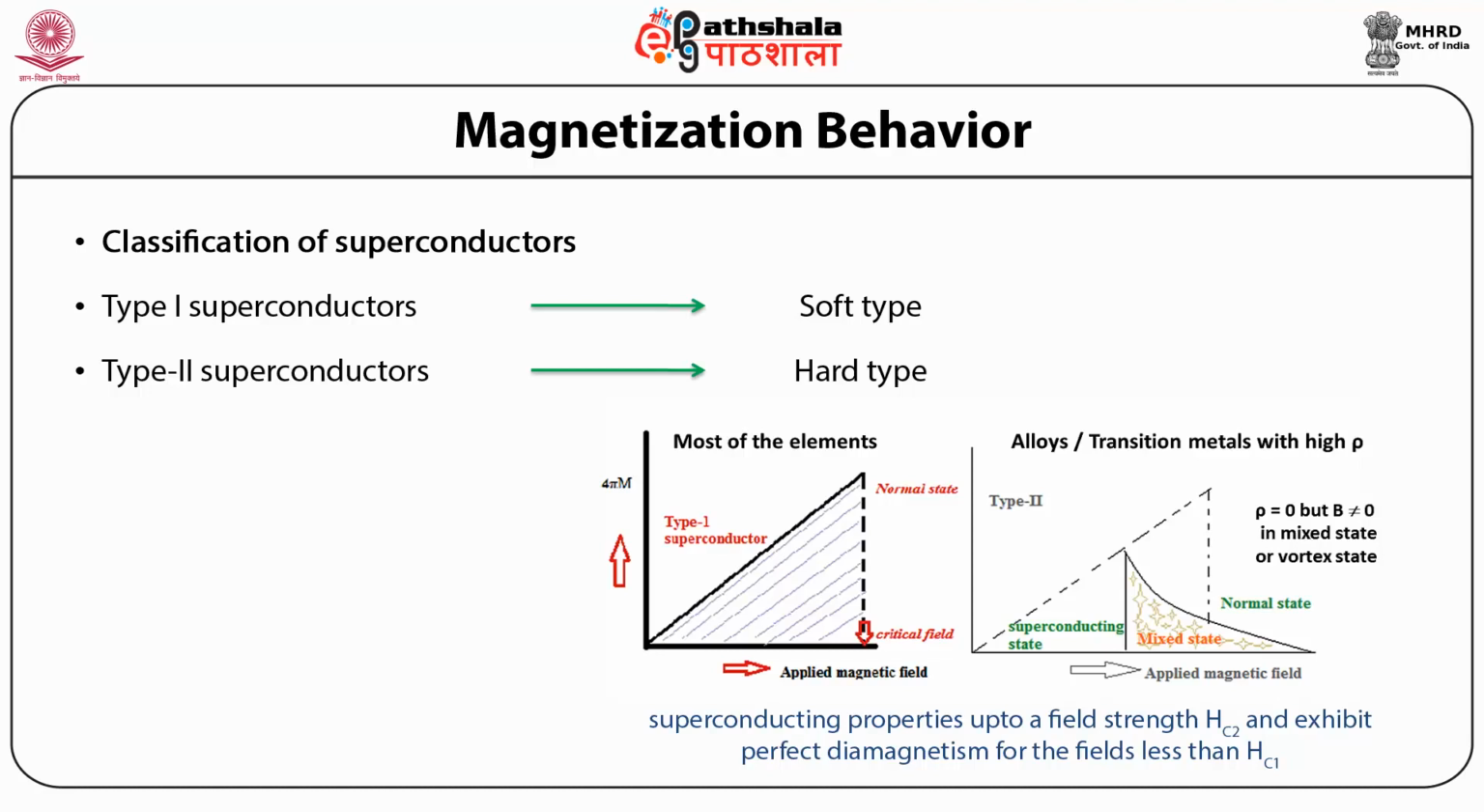There is no direct transition from the normal state to the superconducting state as we observed in type 1, whereas in type 2 there is an intermediate mixed state between normal and superconducting. In this vortex state, rho is 0 but B is not 0. That is the interesting part: here B is not 0, rho is 0. So it shows superconducting properties up to a field strength Hc2 and exhibits perfect diamagnetism for magnetic field less than Hc1.